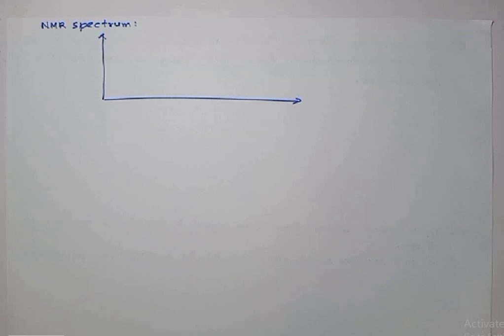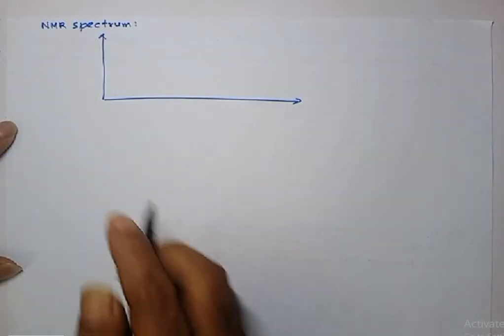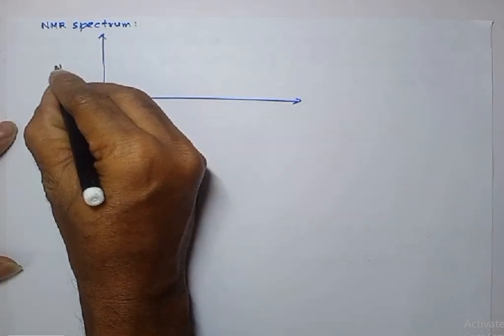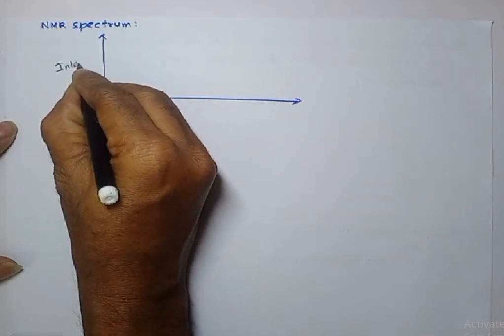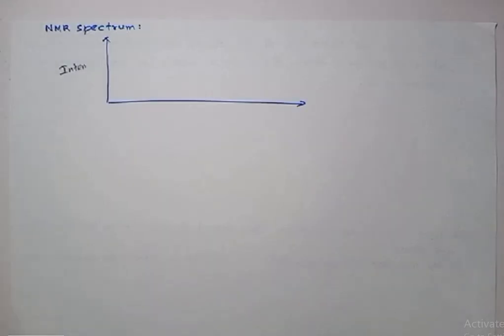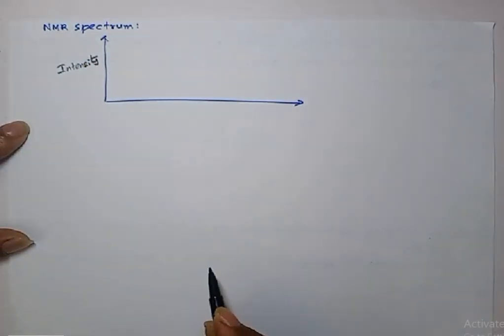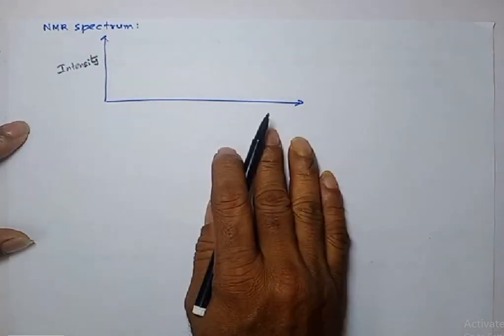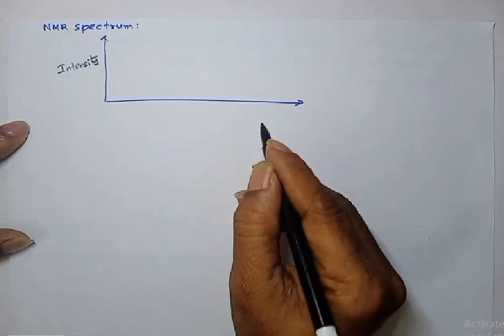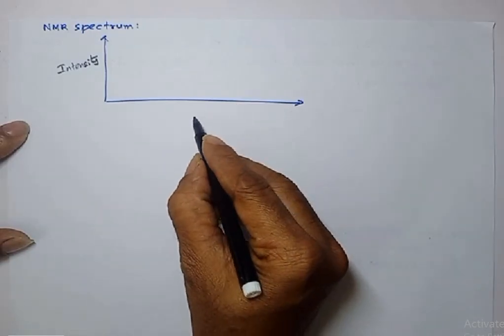So an NMR spectrum is actually a plot. In the y-axis, we plot intensity. In the x-axis, from left to right, we plot what is called magnetic field strength.